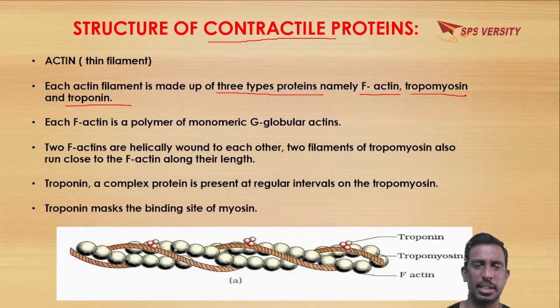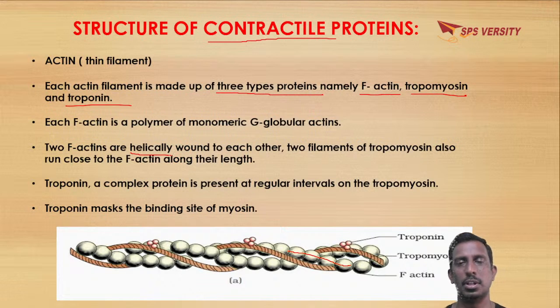So here you can see this is the F-actin, which is made up of globular proteins, that is globular actins. And these globular actins are coiled around each other helically.